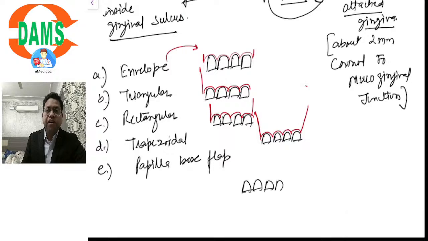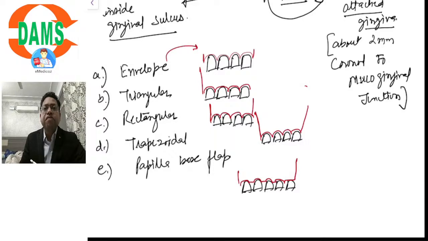If this is the quadrant of teeth, we are doing the root canal, and followed by surgery. There would be an intrasulcular incision through the base of the papilla, but two vertical releasing incisions. It is papilla base flap.